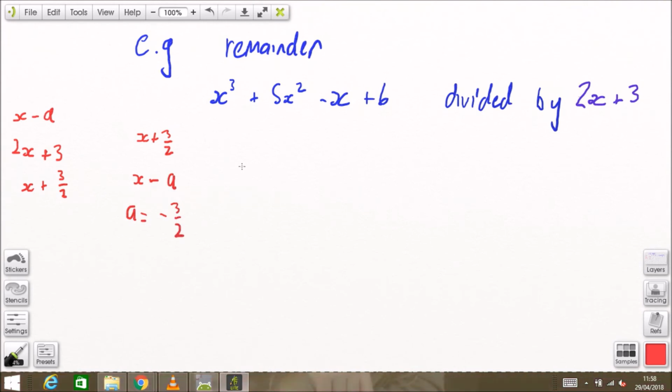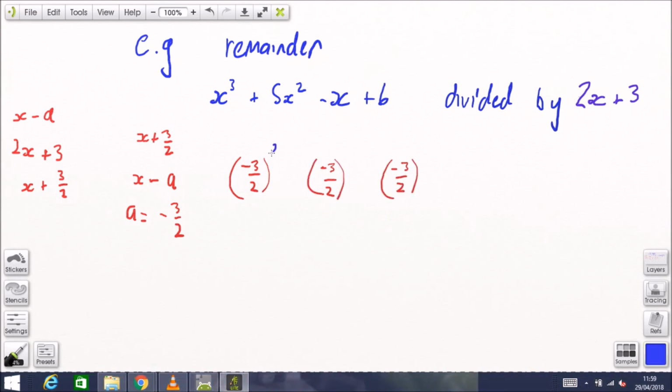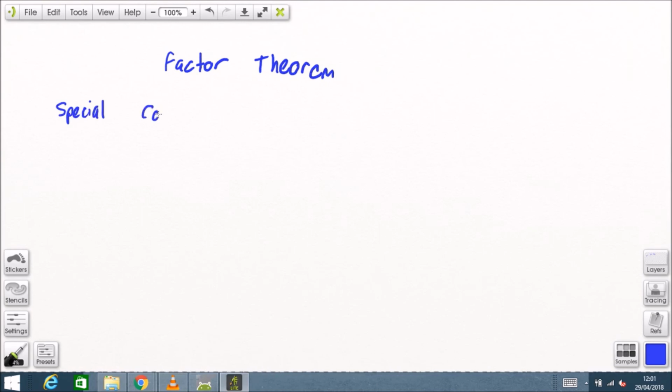Once again, plug it in. Everywhere you see an x, just plug that in. Minus 3 over 2. And that's, oh, I forgot my squared. That's going to equal 15.375, and that's your remainder. So that's all remainder theorem is, just showing you a quick way to find the remainder when you divide a polynomial by some linear term.